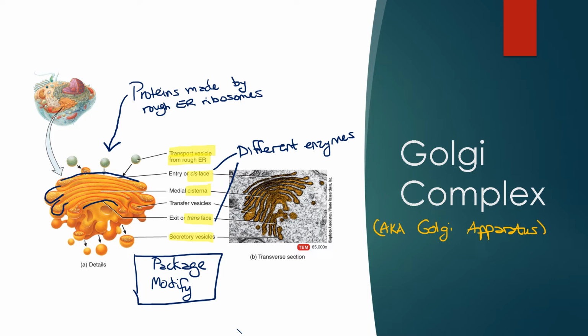And they will travel through all these middle cisternae. So they will move this way, traveling through all these cisternae. And as they travel through these folds in the Golgi complex, there's different enzymes and different structures within the Golgi complex that will modify these proteins, package them differently until they reach the trans phase. And then they are secreted out, now that they are modified and packaged properly to go where they need to go.